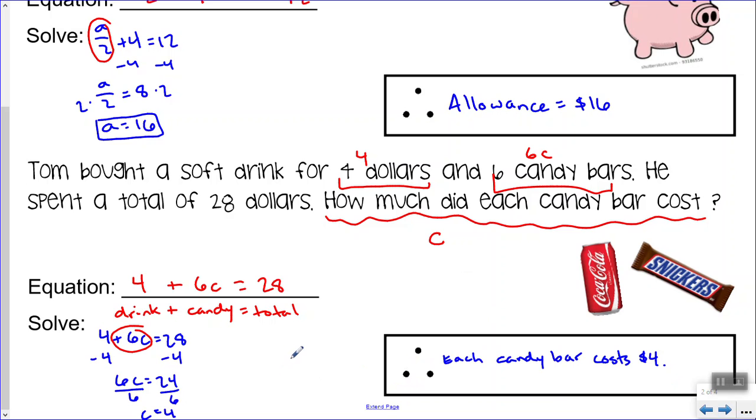All right. We start by circling our variable group. We subtract 4 from both sides. Then we're left with 6C equals 24. Remember, when we have the coefficient next to the variable, that's multiplication. So we undo that with division, and we get 4. So each candy bar costs $4.